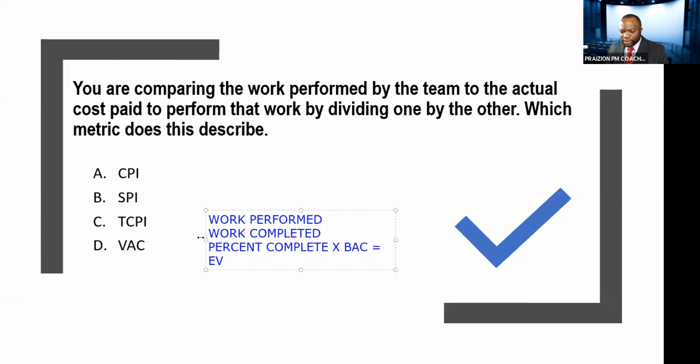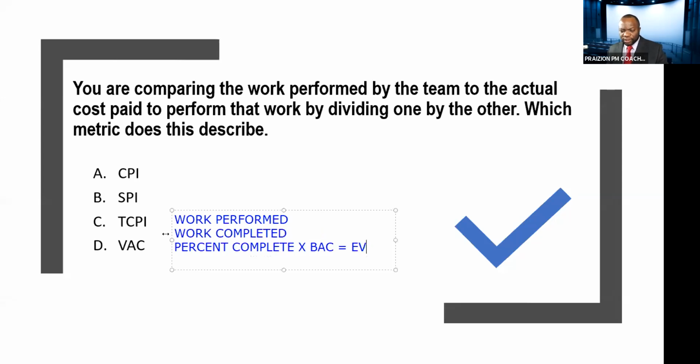So when someone says, oh, my percent complete, I've completed 55% of the work. Okay, how much was the work? The work is 1,000. Oh, so I've completed $550 worth of work. My earned value is $550. You see, so that is the mindset you need to be on. Whenever you hear percent complete or work performed or work completed, you know that this is a setup for earned value.